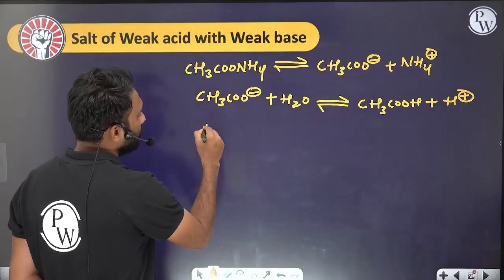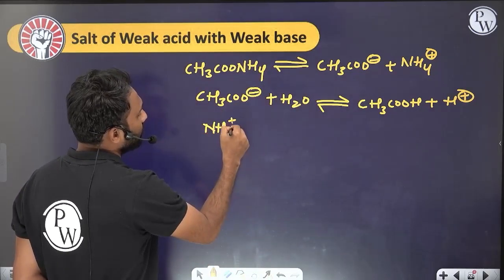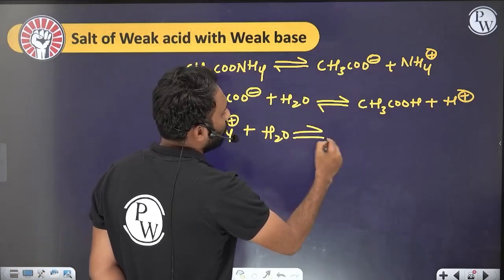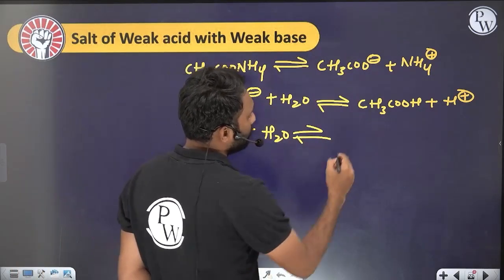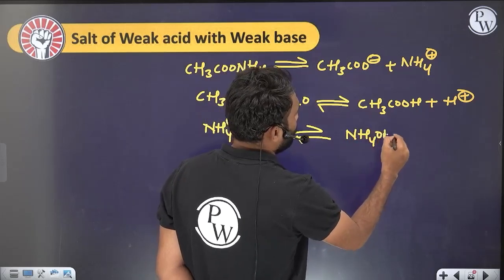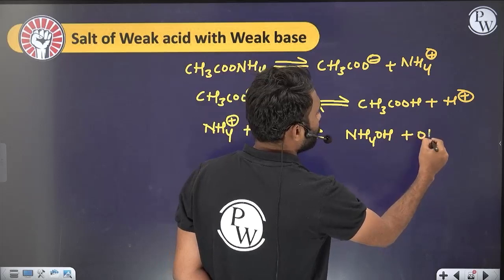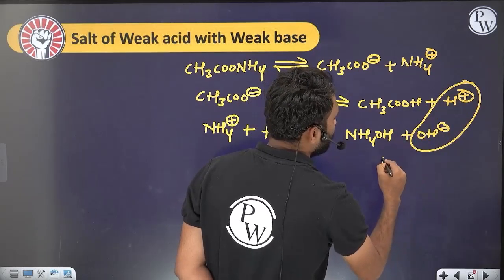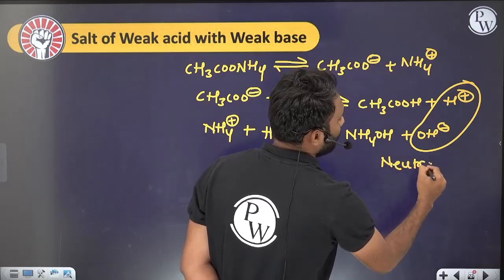Next, the ammonium ion will again react with the H2O. The ammonium ion will react with the H2O and form ammonium hydroxide plus OH minus. Now here the resultant solution will be neutral.